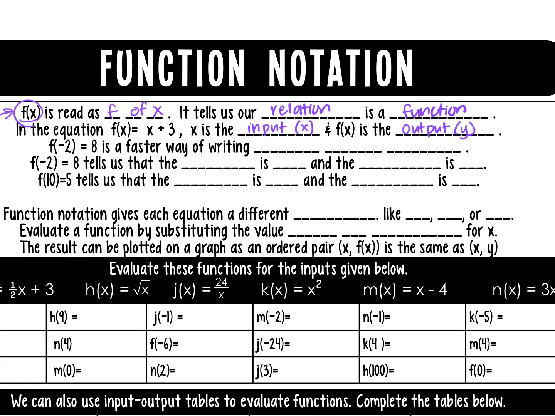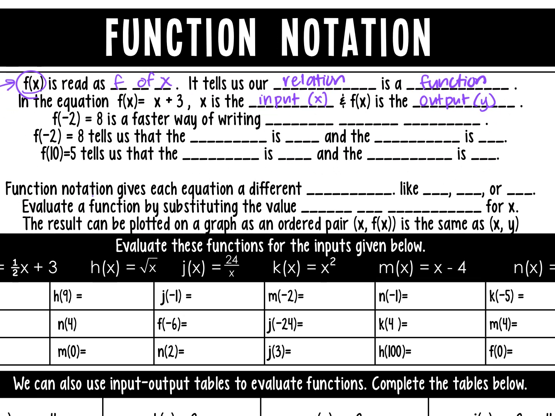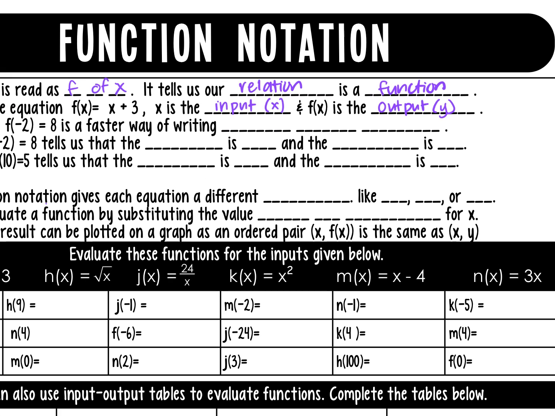In the case of f of negative 2 equals 8, it's just a faster way of writing that y is equal to 8 when our x is equal to negative 2. So our input is negative 2, our output is 8. So f of negative 2 equals 8 tells us that the input is negative 2 and the output is 8.